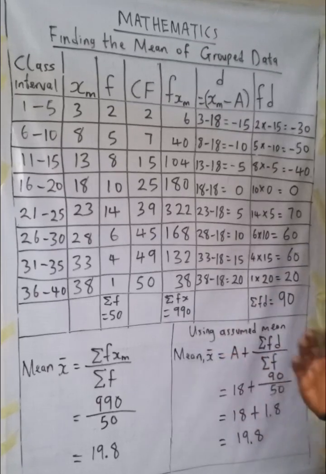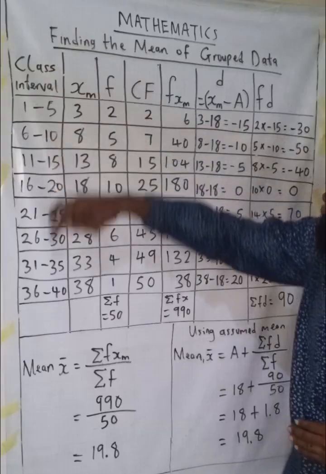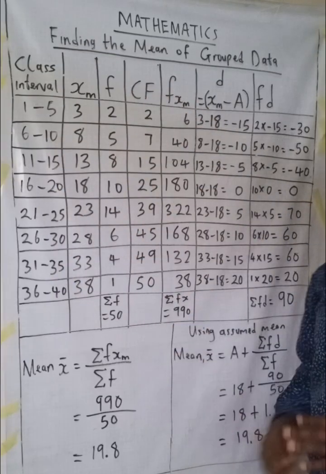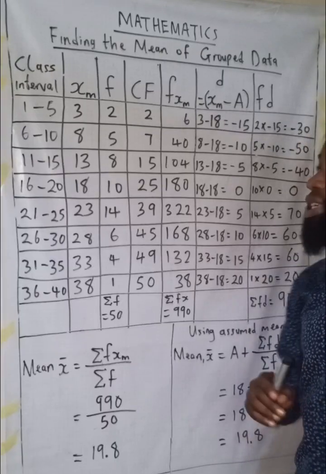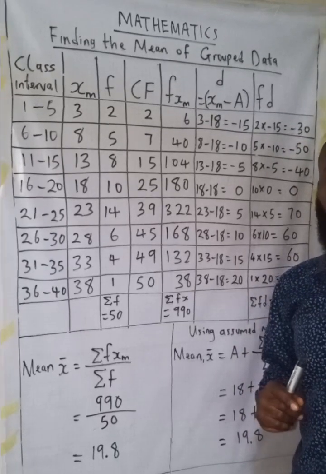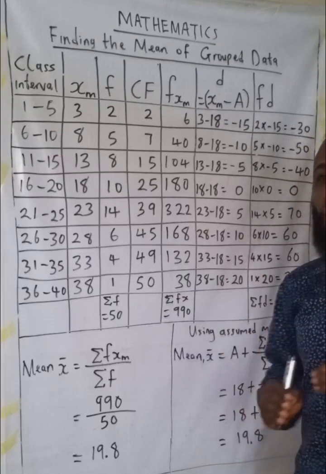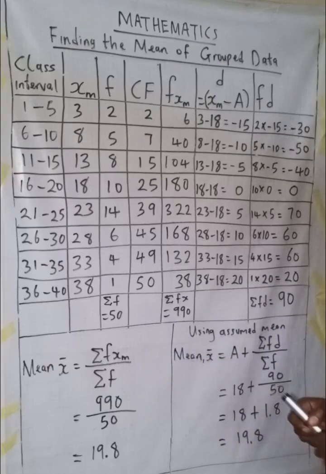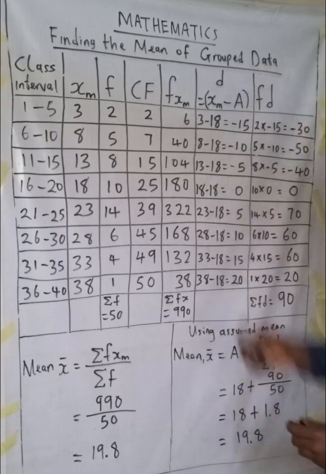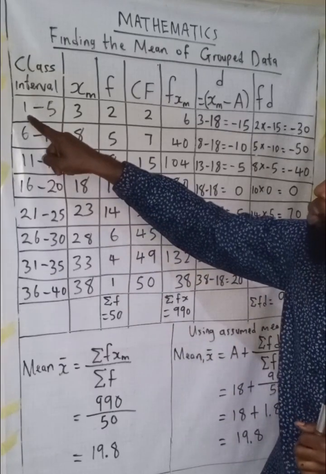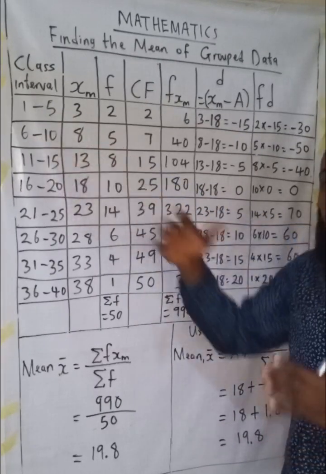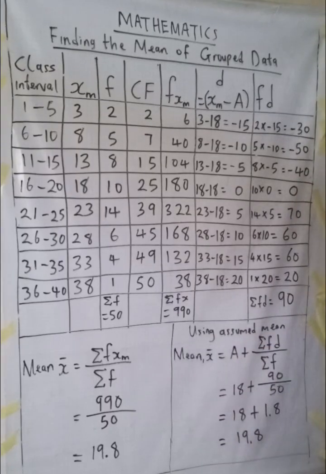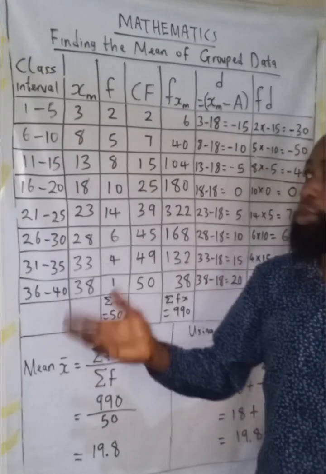So the question contains only class interval and frequency, and we are told to find the mean using assumed mean and also without using assumed mean. So what do we do? Here we have grouped data. You can see the grouping is 1 to 5, 6 to 10, and so on. So how do we find the mean in two different ways?